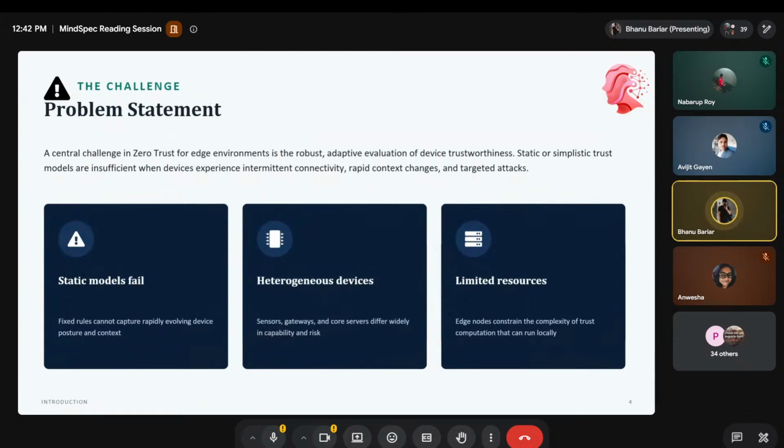Since they often have restricted processing power, memory, and battery life, trust evaluation must be lightweight while still providing accurate security assessments. Therefore, the challenge is to develop a trust scoring system that is adaptive, context aware, computationally efficient, and capable of responding quickly to evolving threats.